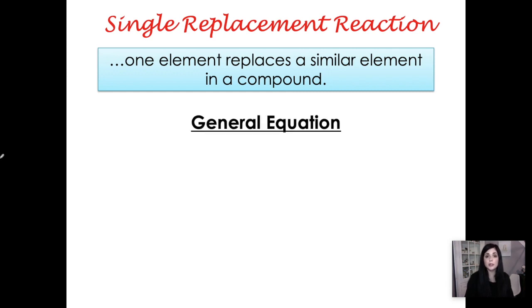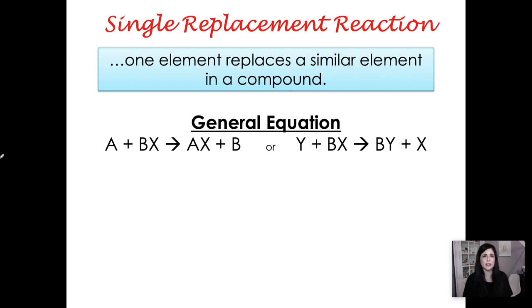So your general equation, there's two of them really. It depends on if you're switching the positives or the negatives. In this case, A plus BX will yield AX plus B. Notice A and B are considered similar because they're both at the beginning of the alphabet. So A and B are switching places. A combines with X and B isolates out.